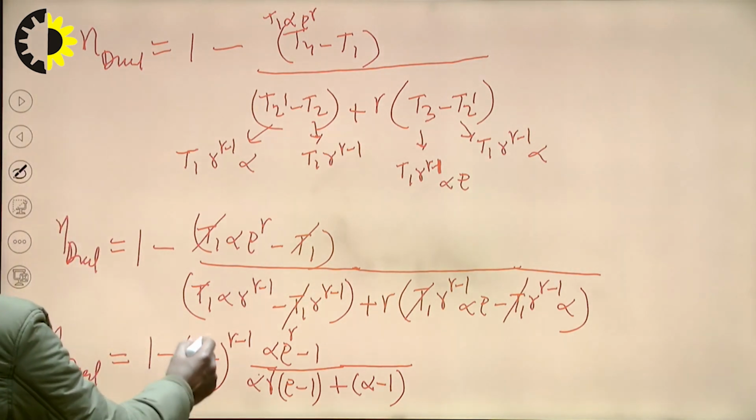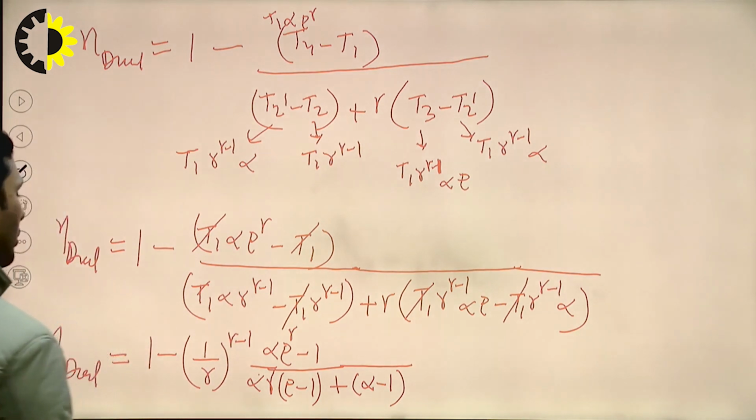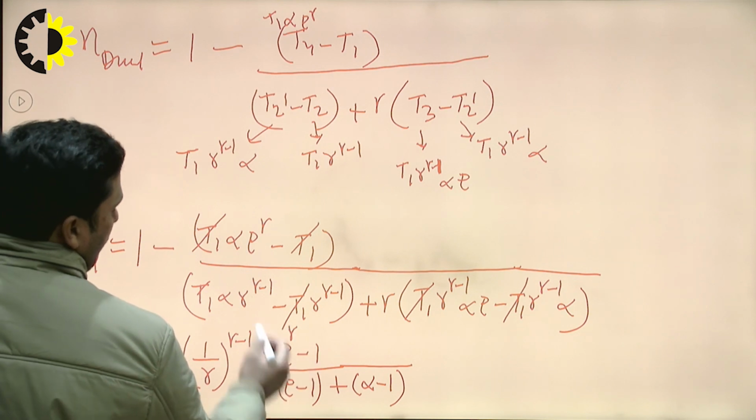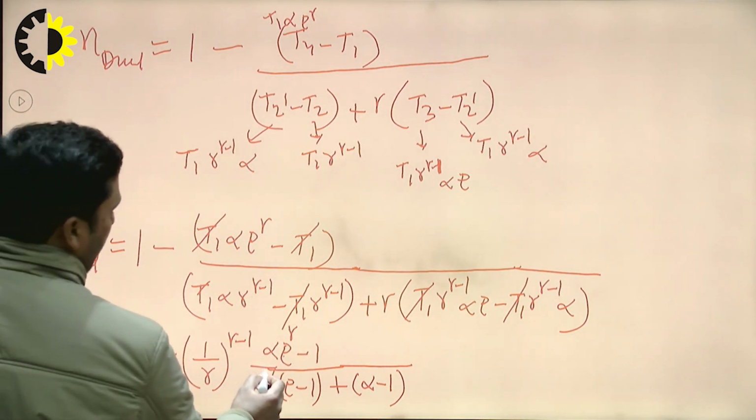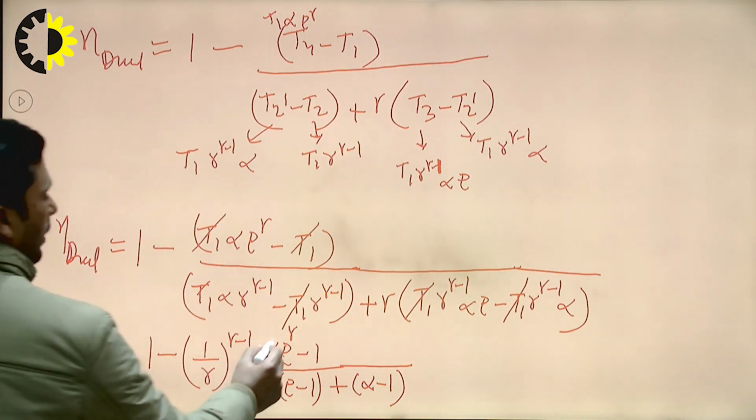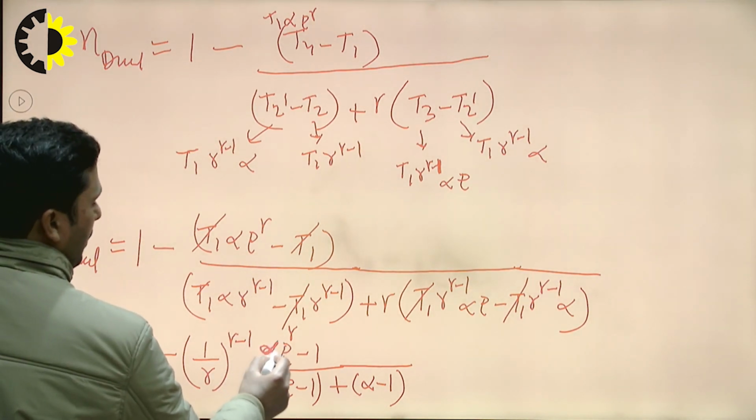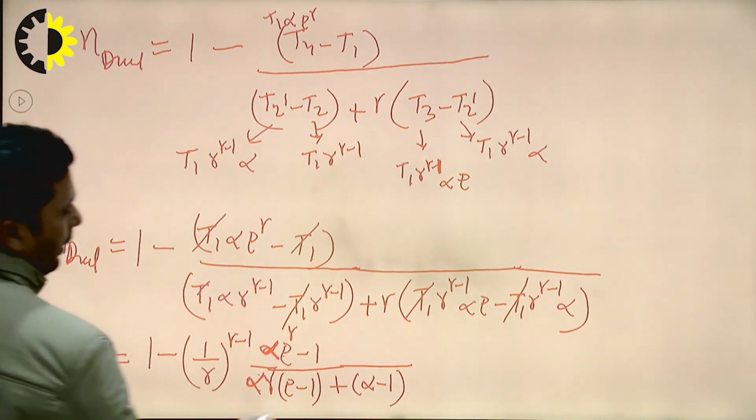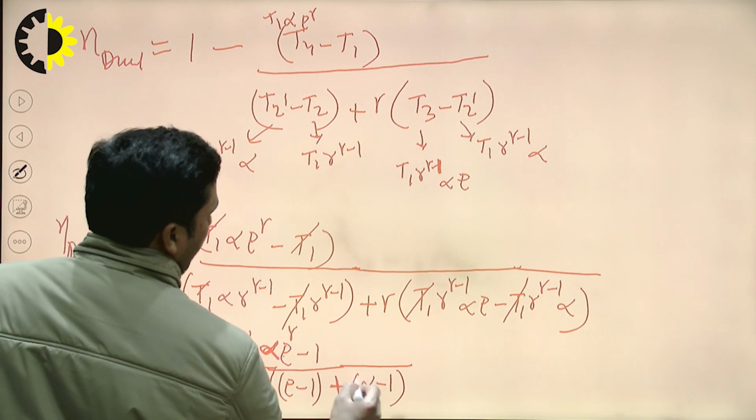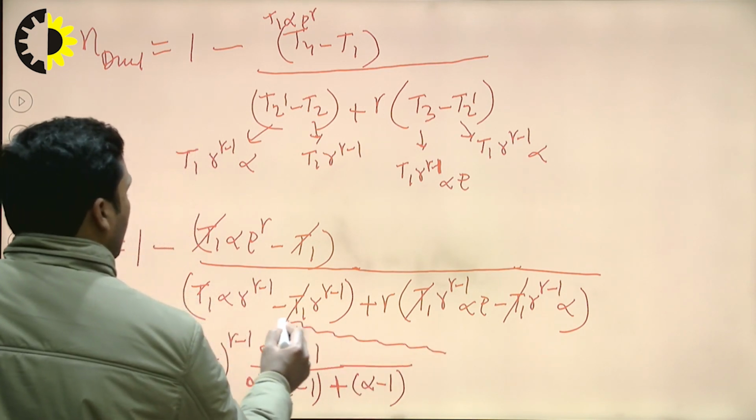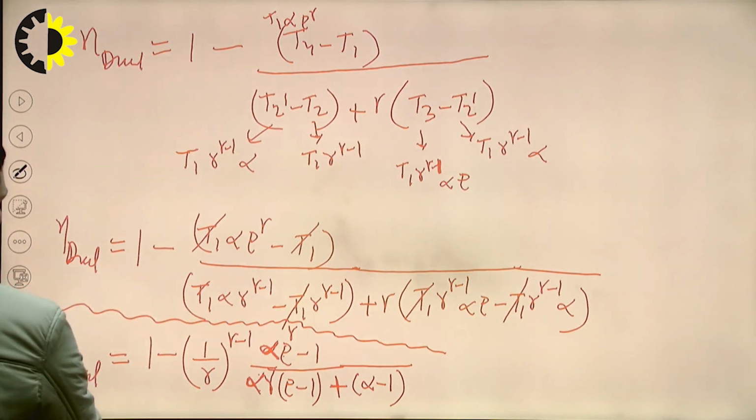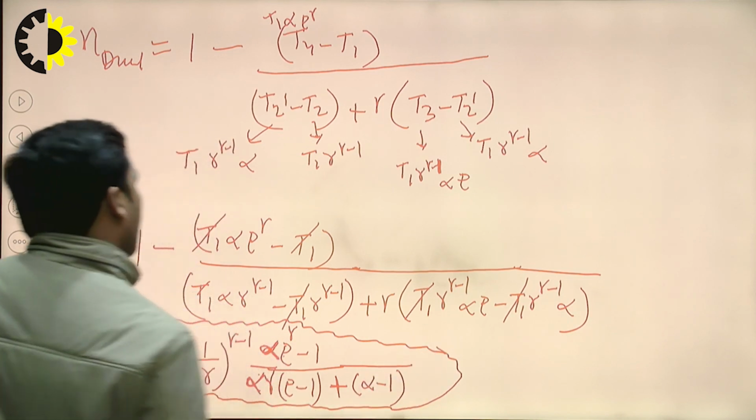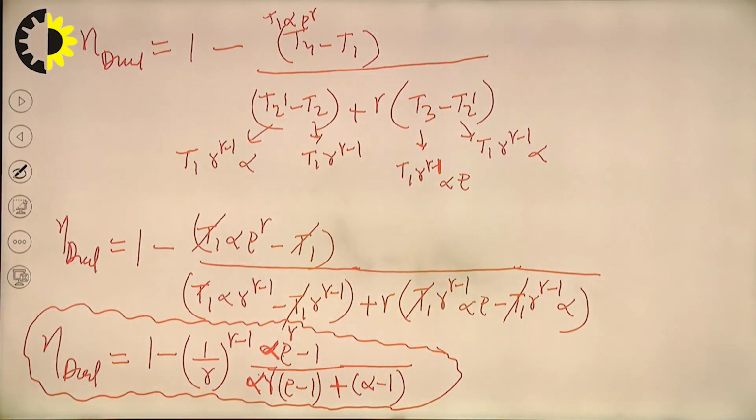So, 1 minus 1 by r to the power gamma minus 1, the thermal efficiency of the Otto cycle, into (alpha rho to the power gamma minus 1) upon (alpha minus 1 plus gamma alpha (rho minus 1)). So, this is the thermal efficiency of the dual cycle in the format of compression ratio r, explosion ratio alpha and cutoff ratio rho.